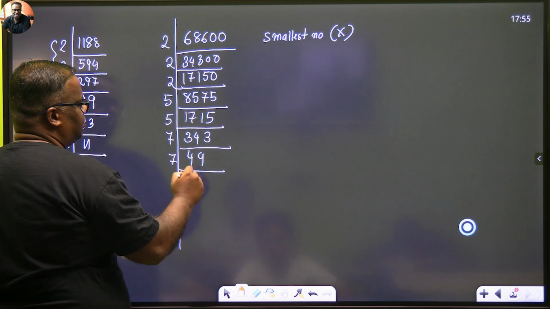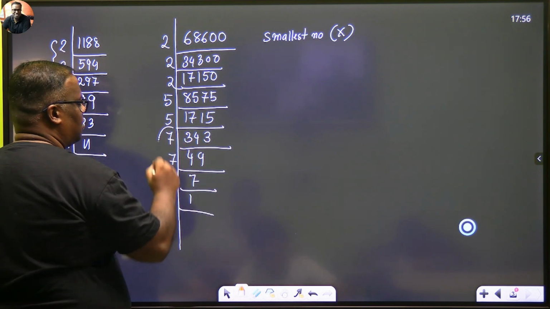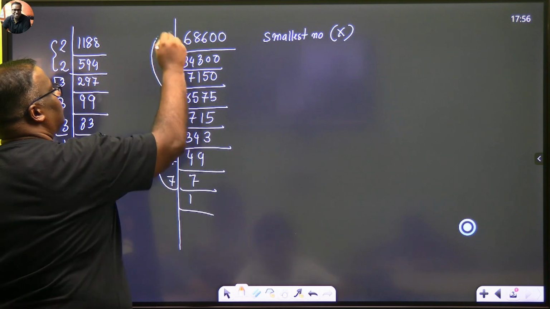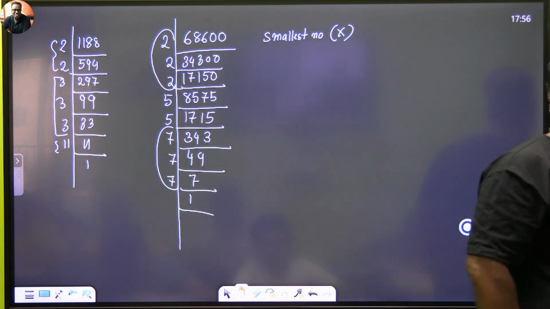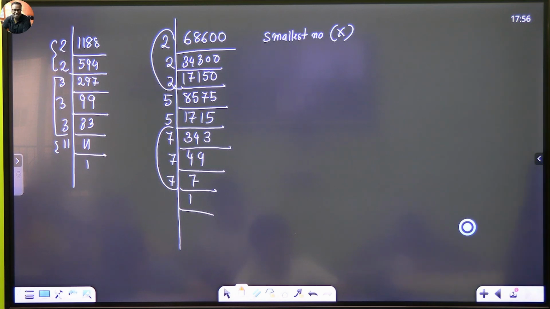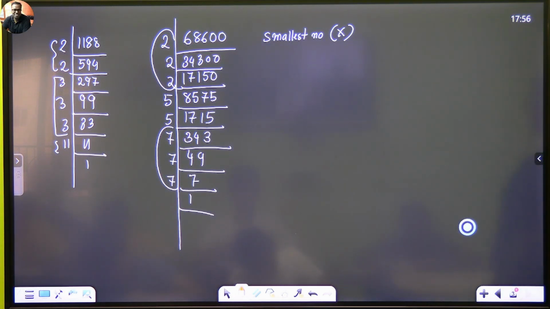Very good. 5. Who is missing a triplet? 5 is missing a triplet. And missing by how many count? 1 count. So you need to multiply this by 5.